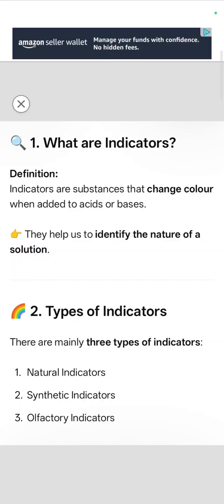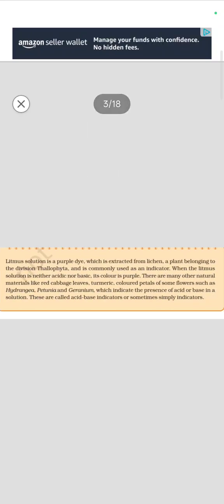Let's discuss litmus, the first natural indicator, which is very famous. That is litmus paper. Litmus is available in solution form and it is also available in paper form. Most of you have used the litmus paper. One is blue litmus paper, another is red litmus paper. So let's know something more about the litmus.